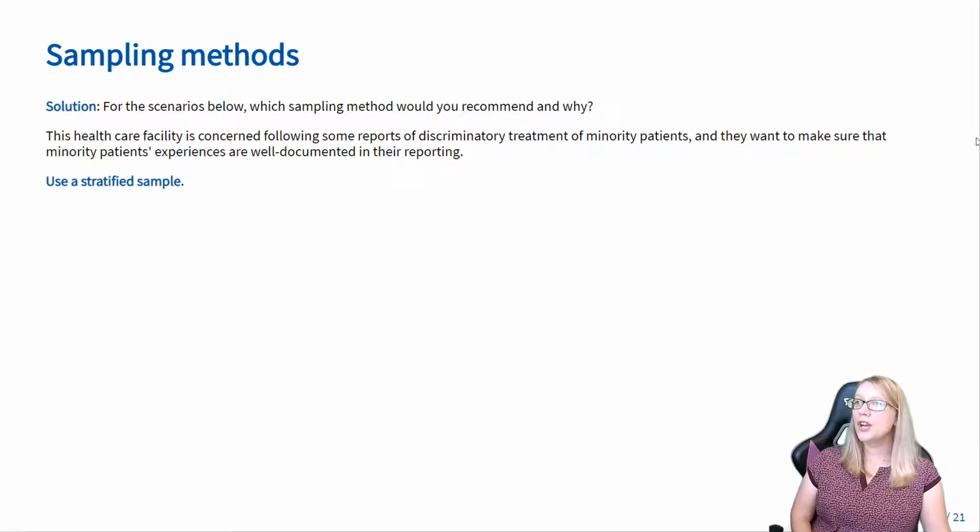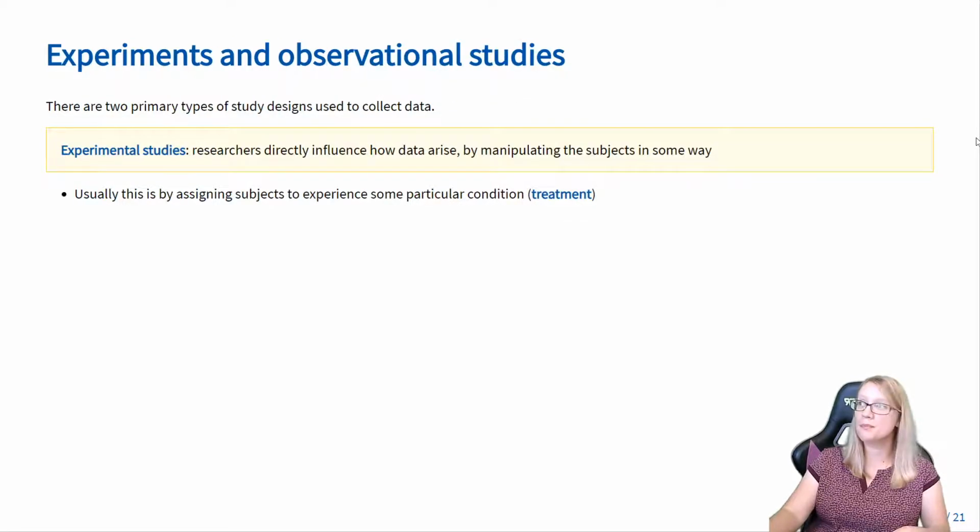For our third example, let's say this healthcare facility is interested in following up on some reports of discriminatory treatment of minority patients, and they want to make sure that underrepresented minorities are well documented in their reporting. In this case, we might use a stratified sample. We might go back through our patients' health records, look specifically for patients who are members of those underrepresented minorities, and perhaps oversample them to ensure that we are in fact getting representation from those groups.